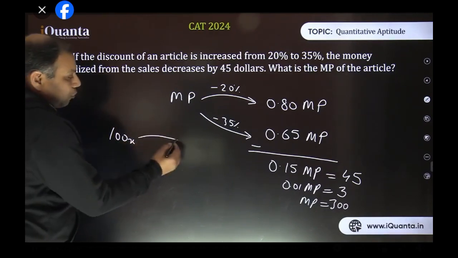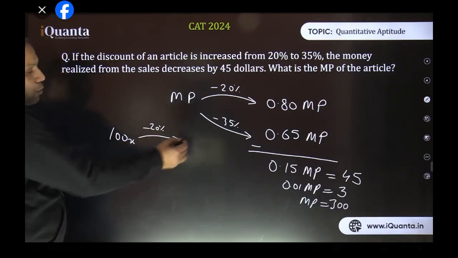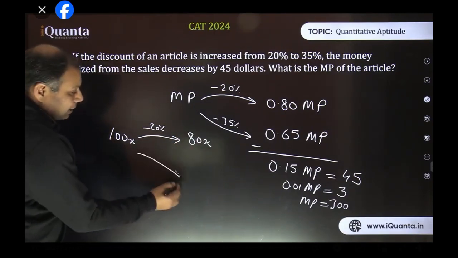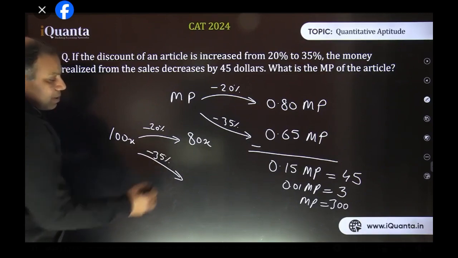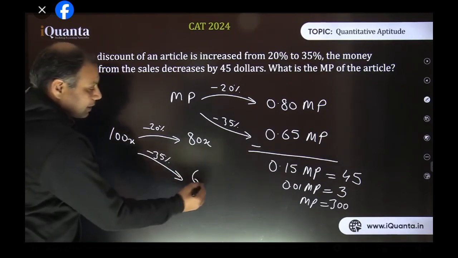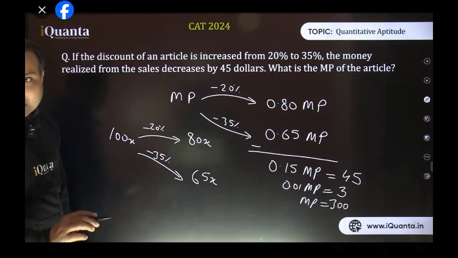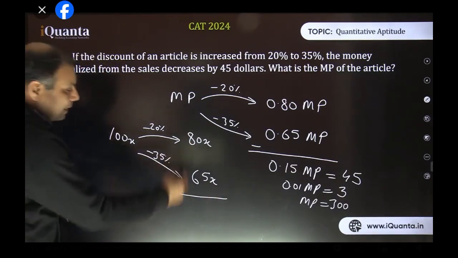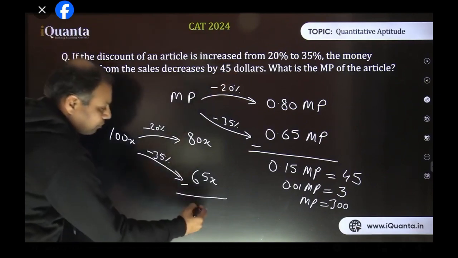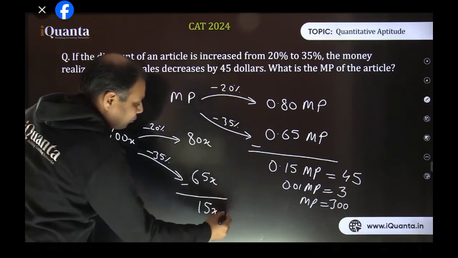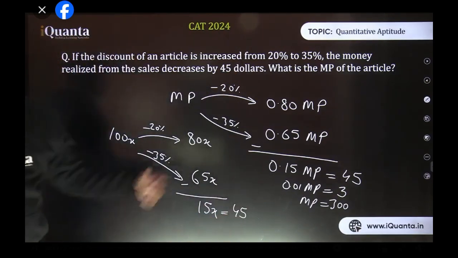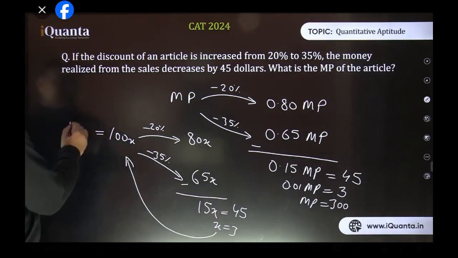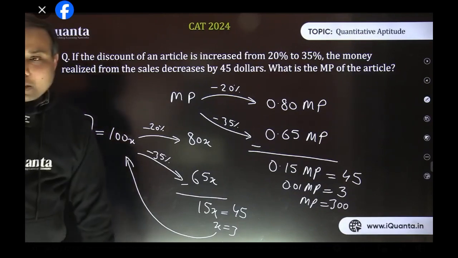So when you are offering 20% discount, the amount you are getting was 80x, isn't it? Fine. And when this discount is increased to 35%, what will be the selling price in that case? It is 65x. Is this okay? Right? Now, how much less amount are we receiving? The amount realized now decreases by 15x, which is equal to $45. Same calculations. So x comes out to be 3, which gives you the mark price as $300. Thank you for that nice suggestion.